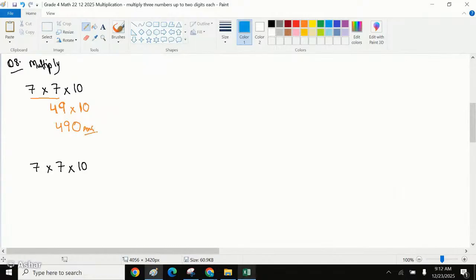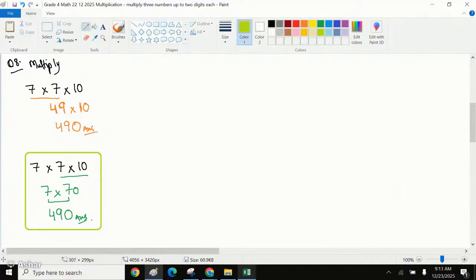But we can always make it a little difficult for ourselves. What we can do is 7 multiplied by 10 was 70, and 7. And we know that 7 multiplied by 7 is 49, and we put a 0. So we have both the options, and you can solve with either of them, whichever you feel comfortable with. You'll still get the same answer because in multiplication, the order of the numbers does not matter as long as you multiply with all the numbers.